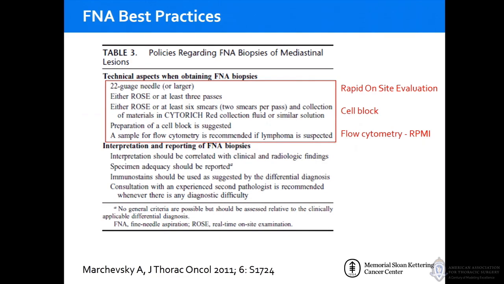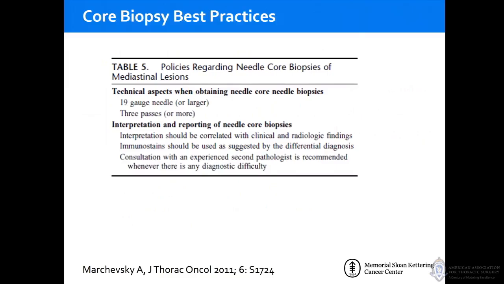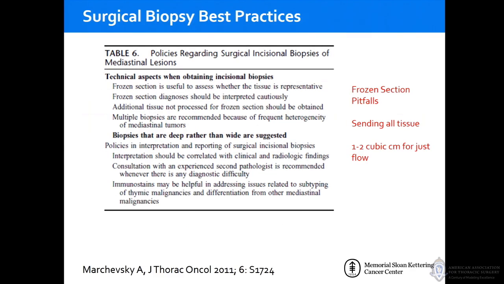This is for somebody who's having a CT-guided biopsy, FNA, and it would apply if you were doing a bronchoscopy or an EBUS. Now, EBUS isn't really pertinent here because that's not something that you would approach the anterior mediastinum with. But in any case, you want to follow these principles if you're doing an FNA, and you want to take multiple passes because you want to be able to send for cell block as well as flow cytometry. Core biopsies, you want to have a large gauge needle, 19 gauge or larger.